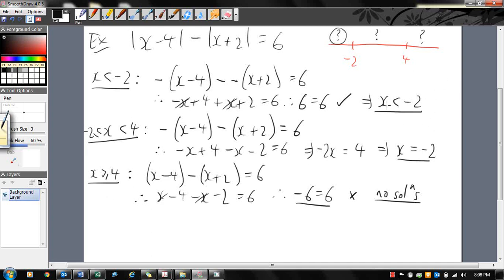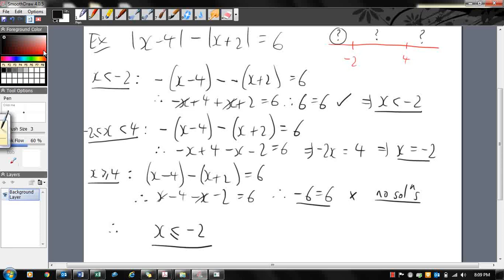So looking at the three regions, let's put it all together. Let's put this three information together. Okay, so let's have a look at it. This is saying that x can be less than negative 2. And this is saying that x can be equal to negative 2. And this is saying that if x is greater than 4, no solutions. Therefore, if you put them together, we get x is less than negative 2, but it can also be equal to negative 2. And that is your answer for this particular question.